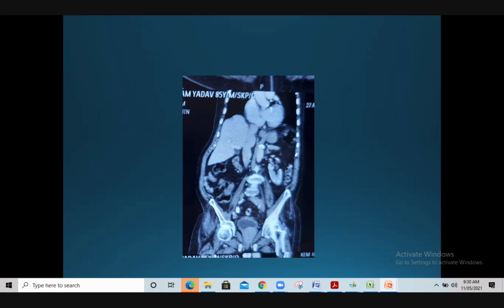These are a series of plain and contrast axial and coronal images, which are showing both kidneys to be normal with no hydronephrosis. No calculi were seen, ma'am. There is an irregular hyperdense lesion involving the prostate, which is also involving the bladder with perivesical fat stranding, and also bilateral seminal vesicles seem to be infiltrated by this tumor, ma'am.